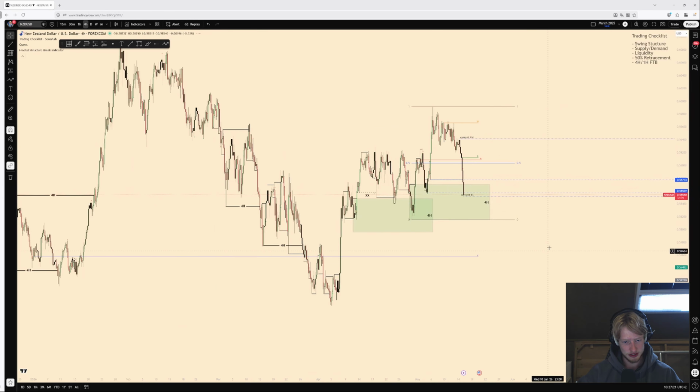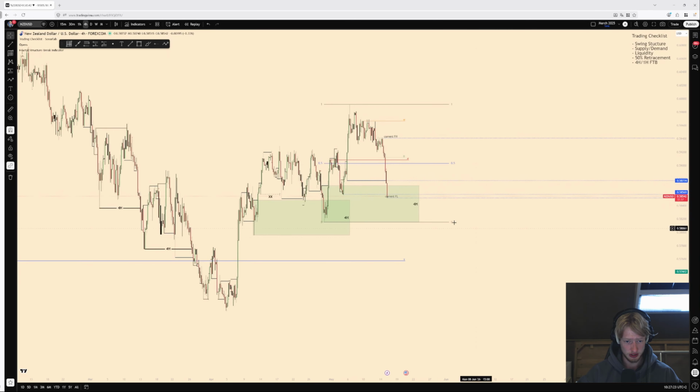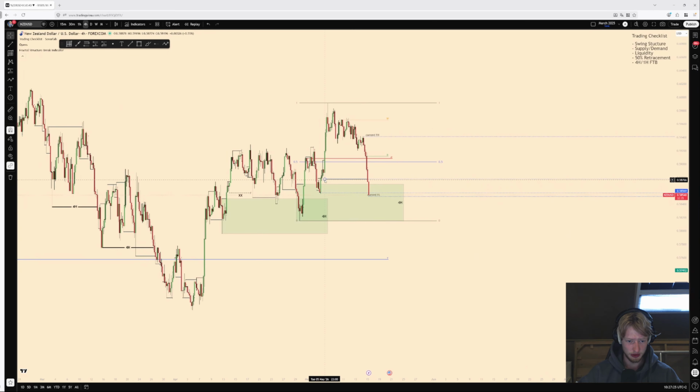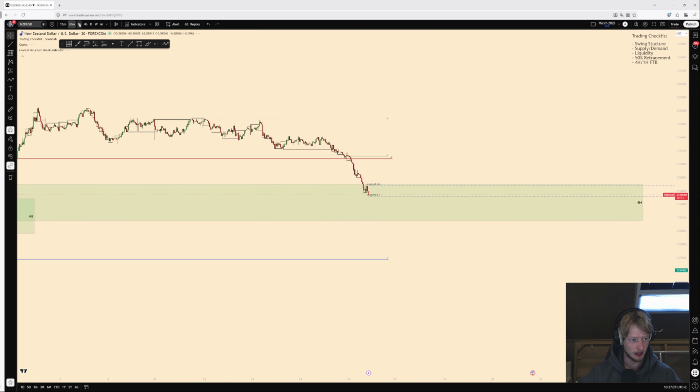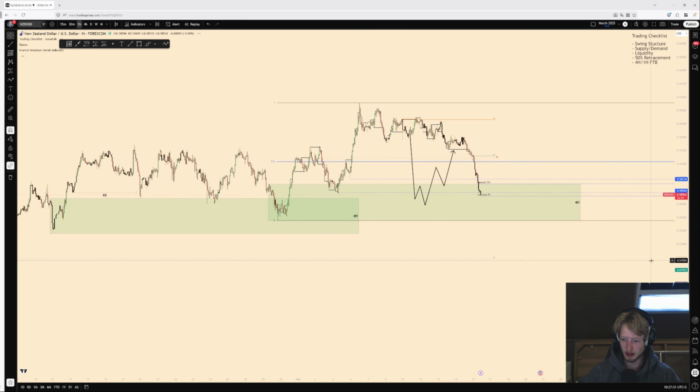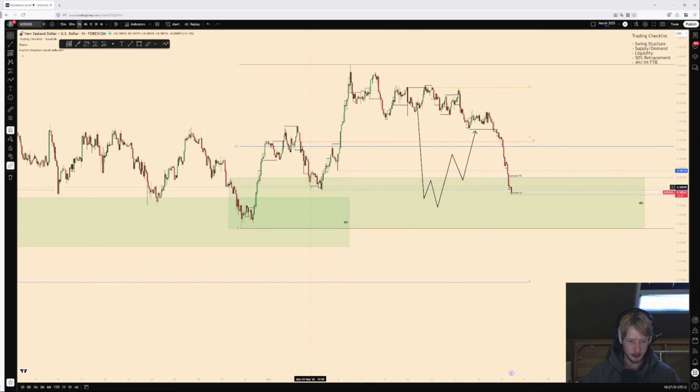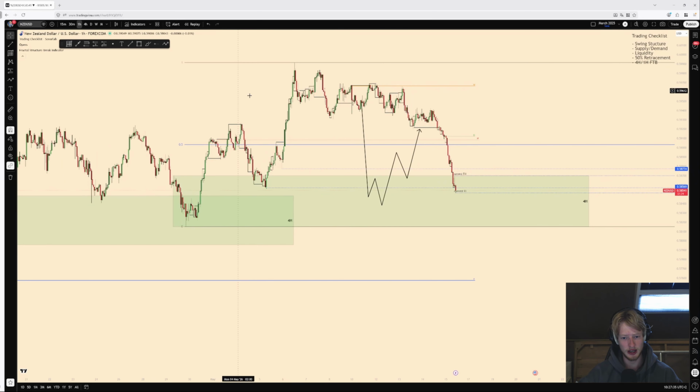Then we have NZD USD. NZD USD continued down lower as well, taking out liquidity underneath this low and underneath this low that previously I did mark out as not that strong, because for me it was kind of random that we started to trade up higher. So we did now take out all the liquidity that was situated underneath here.